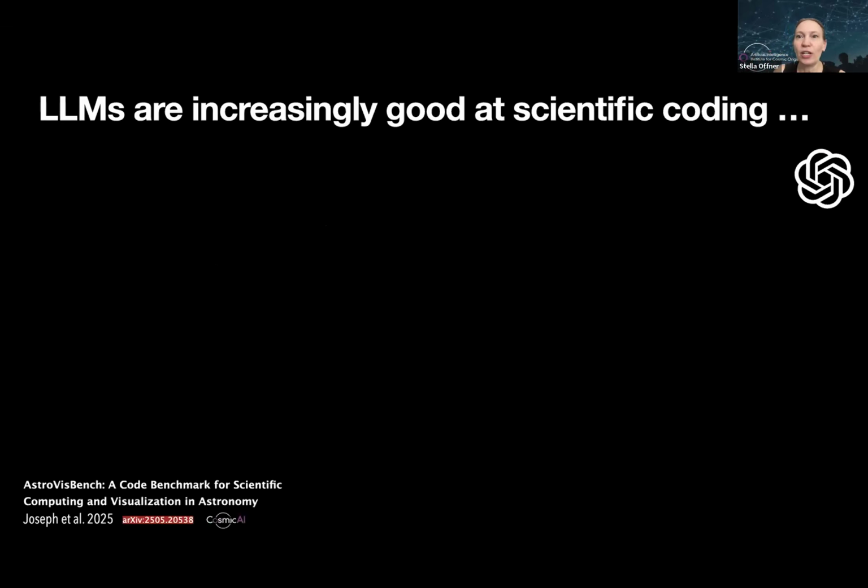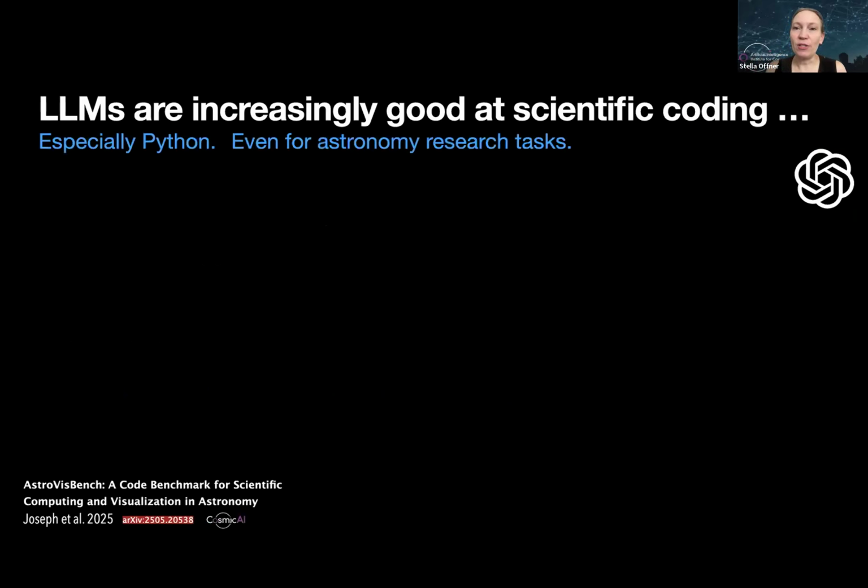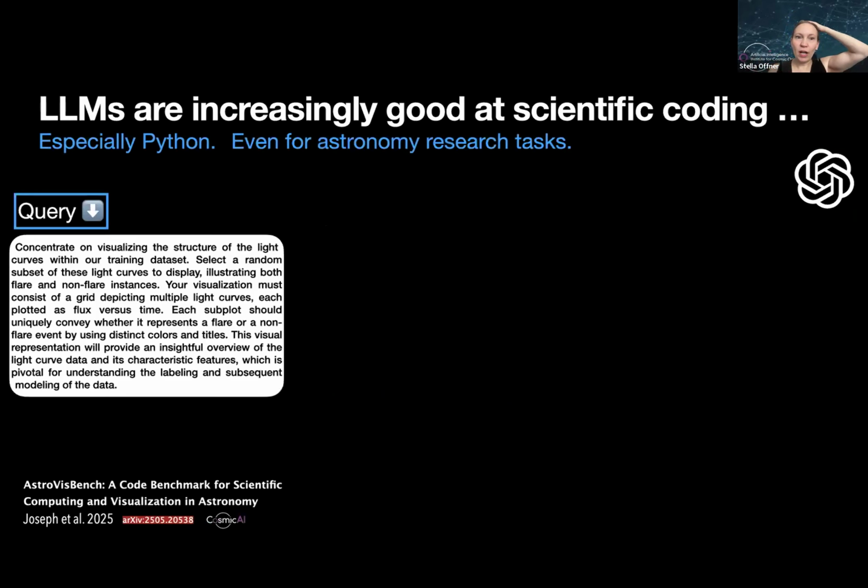So they are increasingly good at scientific coding. I think all of you have probably realized this, have used them yourselves. They're especially good with Python, even for astronomy research tasks. So this is an example from the AstroVisBench. We submitted this paper to NeurIPS. Basically what we did is we took a bunch of Jupyter notebooks. These are professional level astronomy tasks. And we turned these into prompts, language prompts.